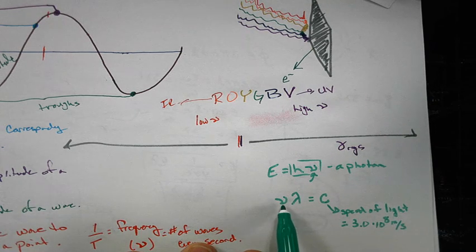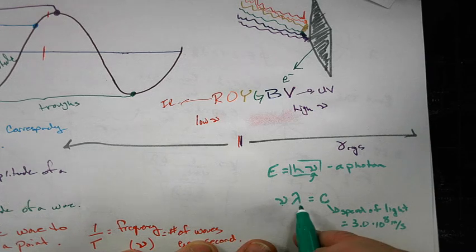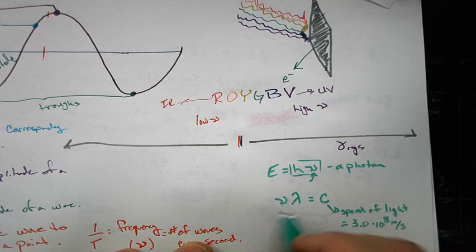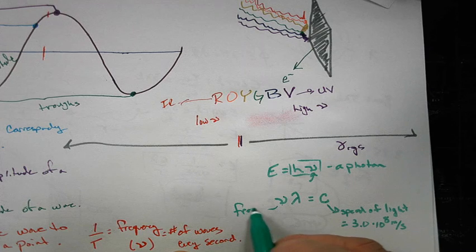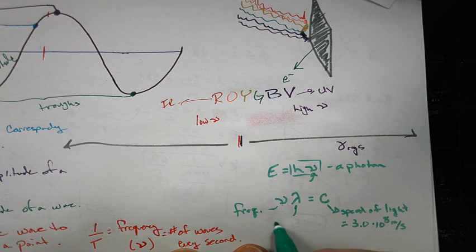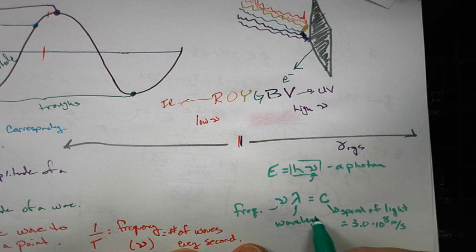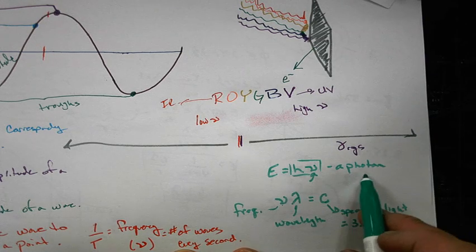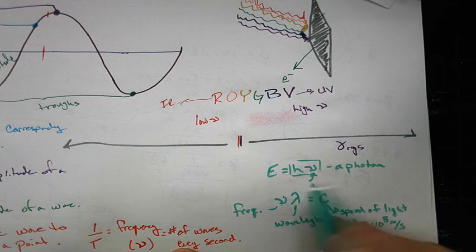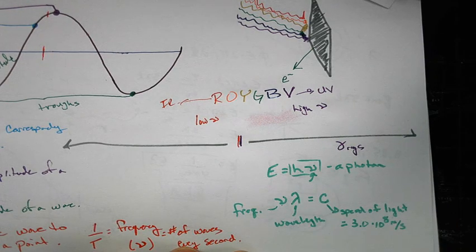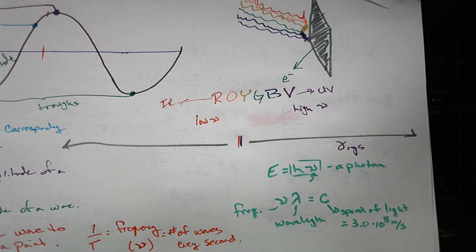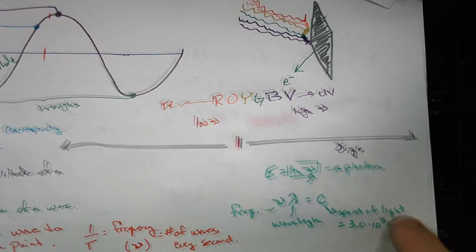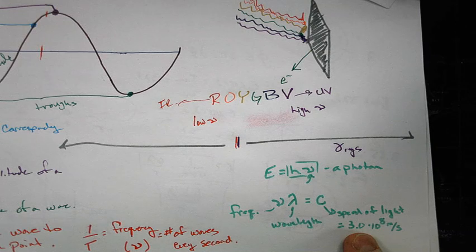So, this is our frequency times our wavelength equals our speed of light. And we can get our frequency from h nu, which is the energy of a photon, a particle of light. And we'll deal more with this with your assignment tonight. Frequency, wavelength, speed of light, 3 times 10 to the 8th meters per second.